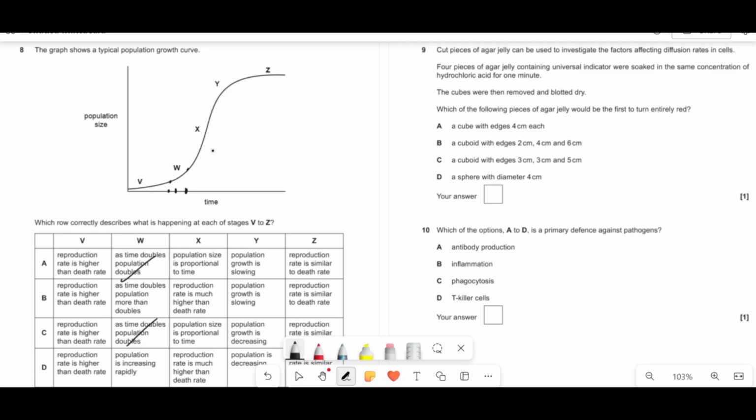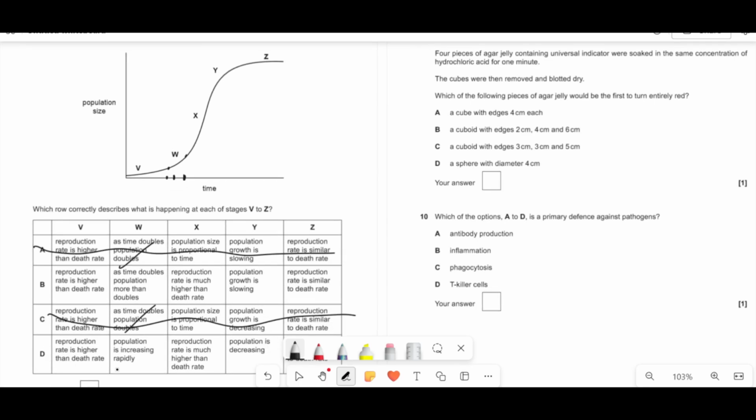Here, it's so much higher than death. Whereas reproduction rate is much higher than death rate. That doesn't help either. So now we're still looking at B and D. Population growth is slowing. Population is decreasing. There you go. That's the one that's out.